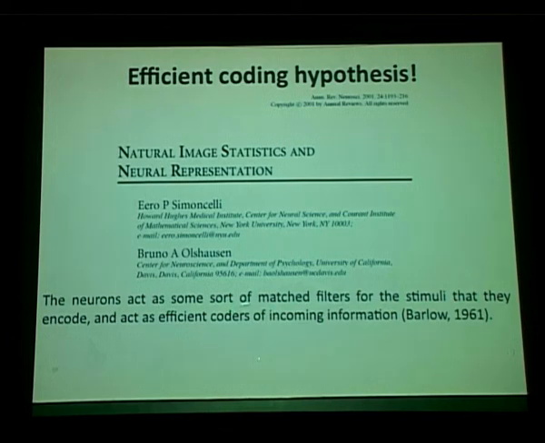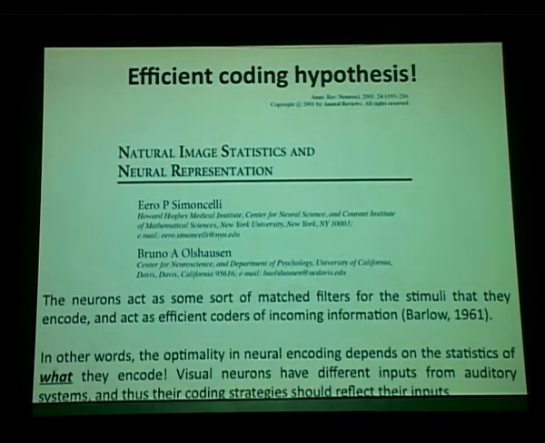So the neurons act as some kind of matched filter for the stimuli that they encode, and act as efficient coders of the incoming information, where you use the statistics of the incoming inputs to design the filters the way you want. It's like the filters are evolving over time to match the statistics present out there. In other words, the optimality and efficiency in neural coding depends on the statistics of what they decode. Visual neurons have different inputs from the auditory system, and thus their coding strategies should reflect these inputs.